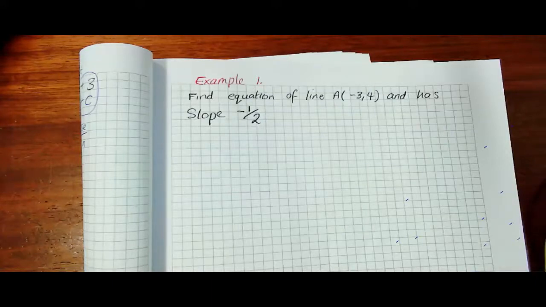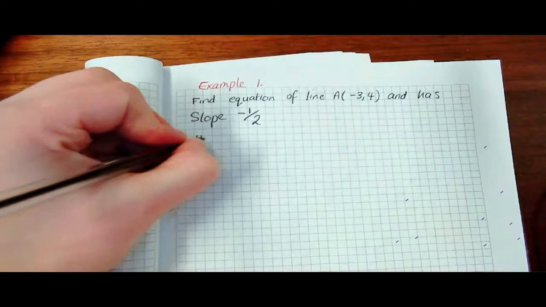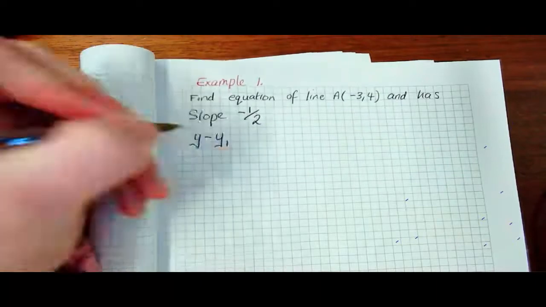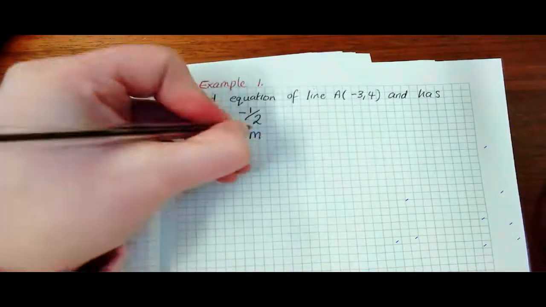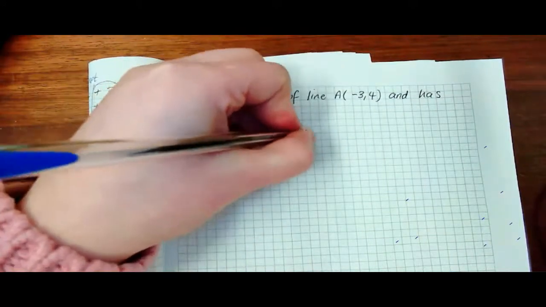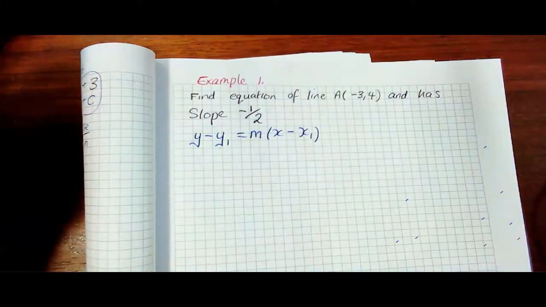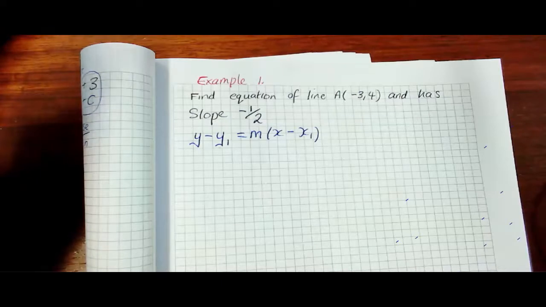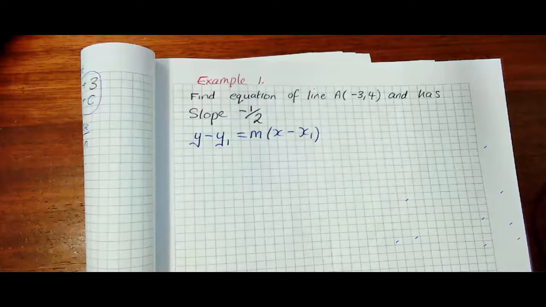Okay, so in the log tables then, we know that the equation of a line is y minus y1 is equal to m by x minus x1. Okay, so that's on the formula, the log tables, on page 18. So that's in your log tables on page 18. Again, you don't have to remember the formula, you just have to know how to use it.